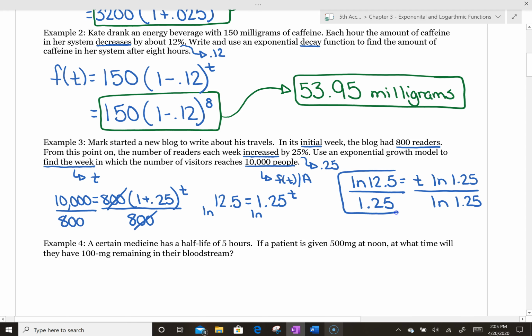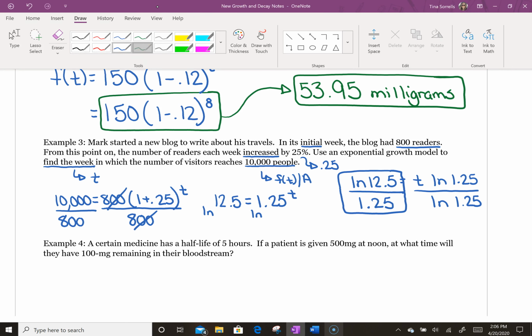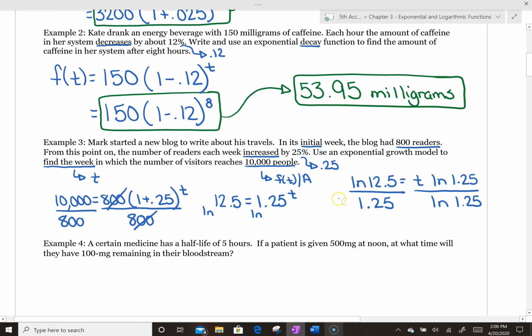So t is equal to whatever this is. So when we type that into our calculator, you will have what t is. So t is 11.3. So we're looking at about 12 weeks.